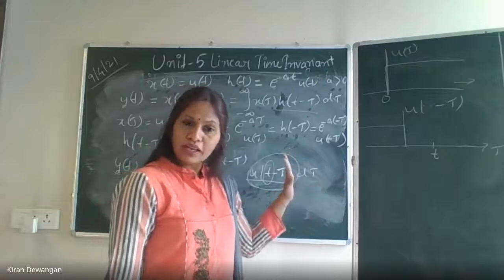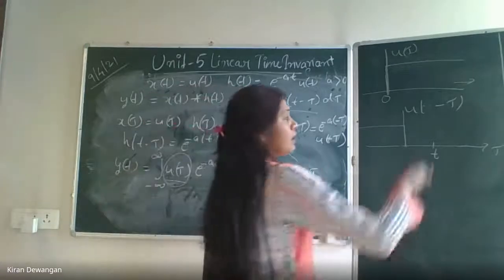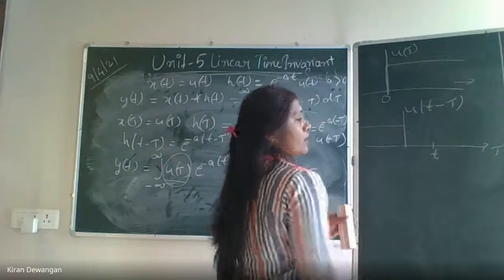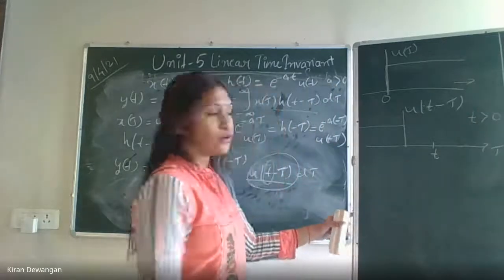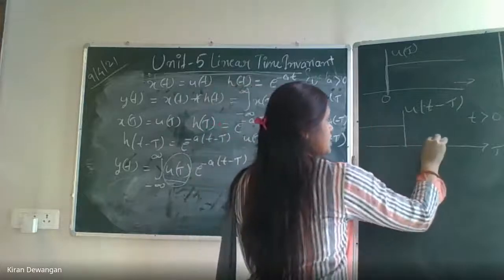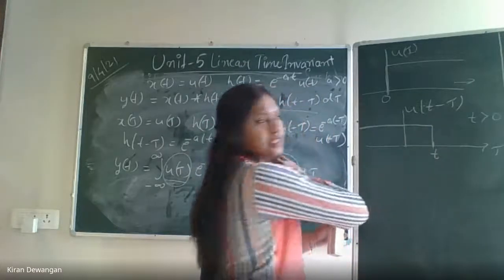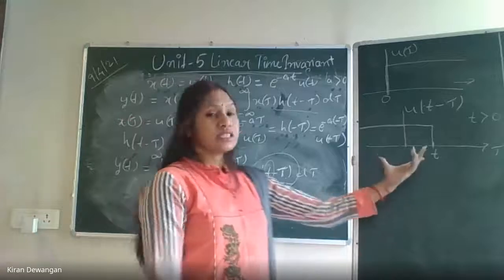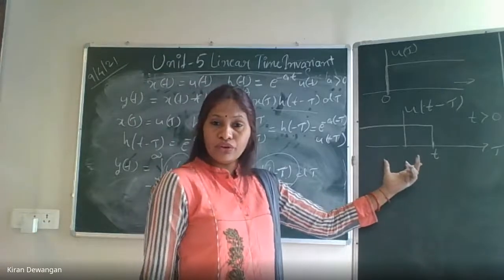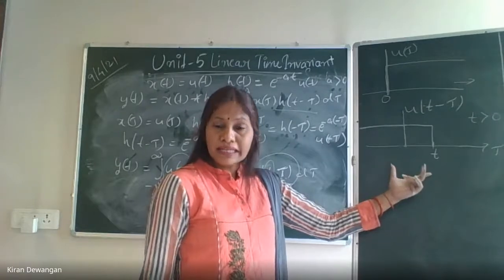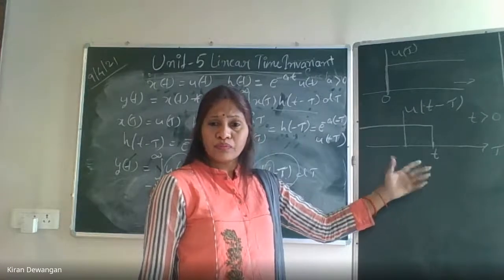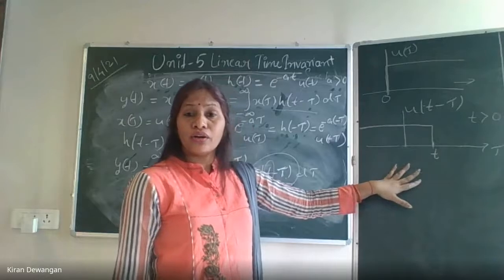It will go in the negative tau side. But here t is also here. Now if t is a positive value, if it is greater than 0, then in that case it will start from here and it will go in this direction. Is this plot clear? U of t minus tau. Is this plot clear, students? ये clear है कि नहीं, जल्दी से बताओ. Is this plot clear or not?